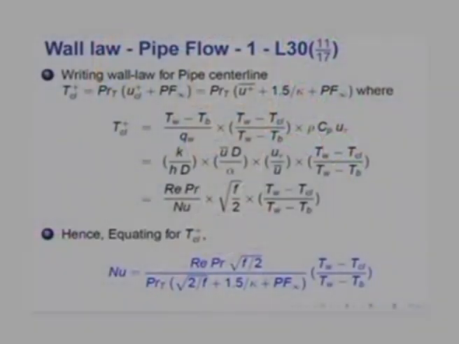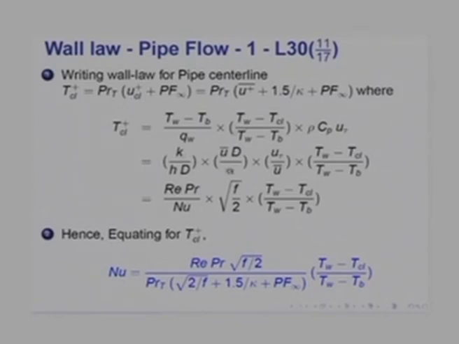I now move to internal flows. So, we wish to use the wall law for pipe flow. If I write T plus equal to Prandtl T into u plus plus Pf infinity corresponding to the central line, then TCl plus will be that, and UCl plus, you will recall, is nothing but u bar plus 1.5 by kappa plus Pf infinity. Now TCl plus gets defined as Tw minus TCl divided by Qw, but if I multiply and divide by Tw minus T bulk, then you will see this gets Tw minus T bulk over Q wall, Tw minus TCl over Tw minus T bulk, multiplied by rho Cp and U tau. That would be the definition of TCl plus.